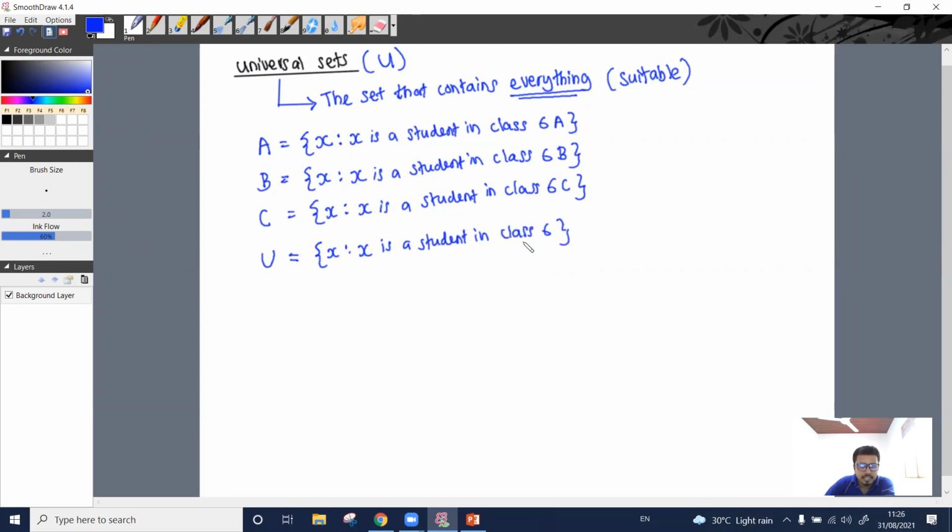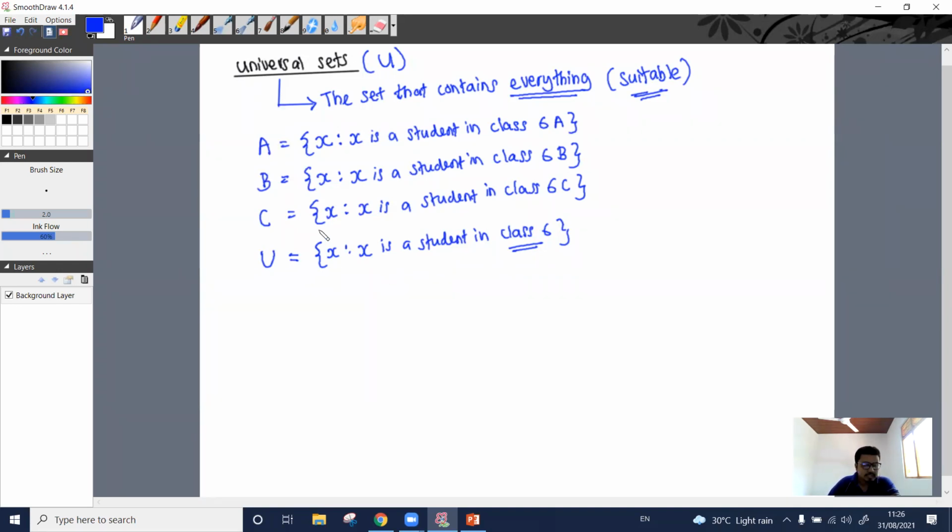Instead of class 6, I could have written school, X is a student in the school. Then it will not be suitable for this given set, isn't it? Yes, it includes this stuff, but it may not be suitable for this case, right? So when determining the universal set, yes, it is the set that contains everything, but we should arrange it in a suitable way. The most suitable set that represents all the given sets should be our universal set.